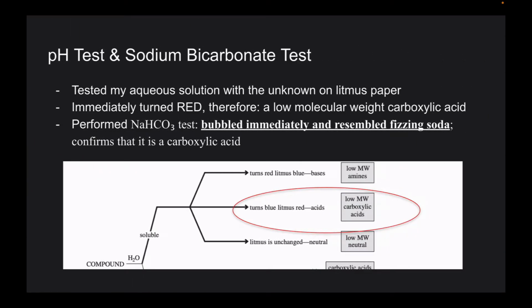After that, I performed the pH test by testing my aqueous solution with the unknown on litmus paper, and it actually turned to a pH of around 1 or 2, so very red on the scale. So this indicates that it is a low molecular weight carboxylic acid. To further confirm that it is a carboxylic acid, I also did the test with sodium bicarbonate, and on the reaction, I found bubbles immediately, and it resembled fizzing soda.